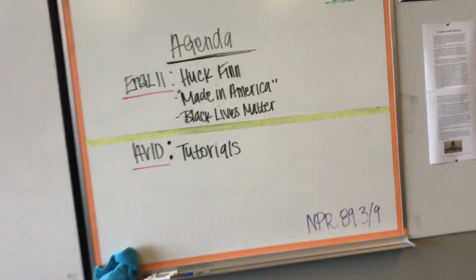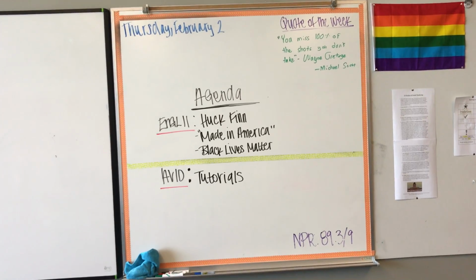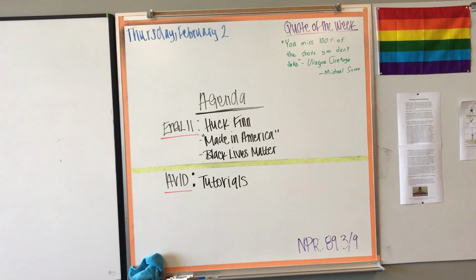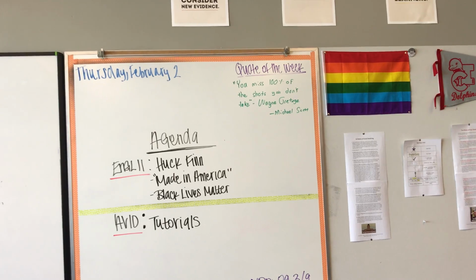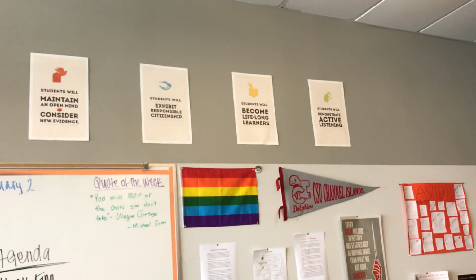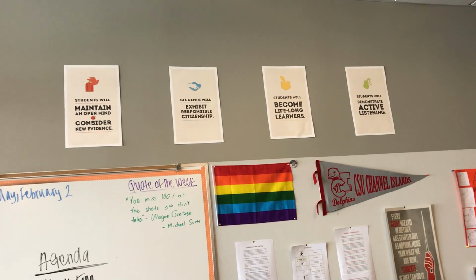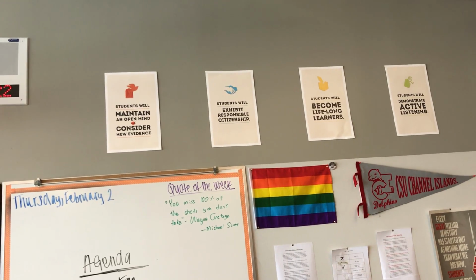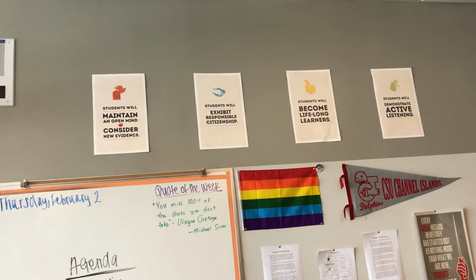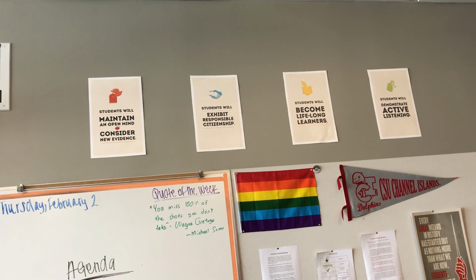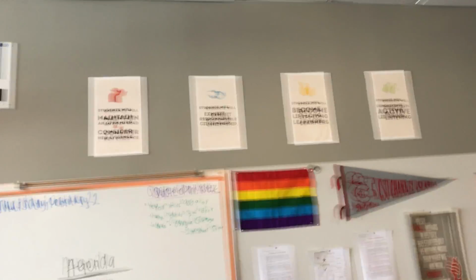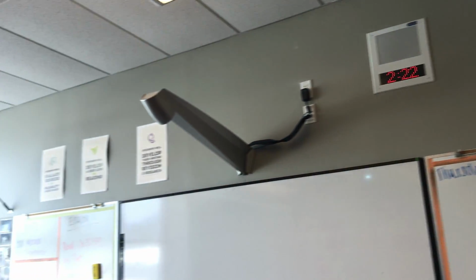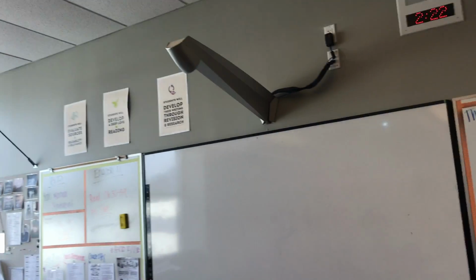This is the information board, I like to call it. So students, this is where they can check the agenda. I always have the agenda for the day there. I have a quote of the week. Usually my students will write a quote. They're always really excited. Up on the wall, this is where I have kind of my rules, I guess if you say, and it's just stating things that I want them to do. So students will maintain an open mind, exhibit responsibility, become lifelong learners, things like that. I have it along the top over here, so students are always reminded of that.